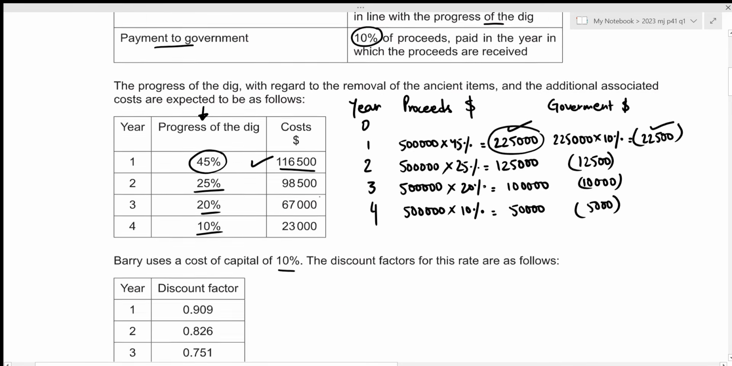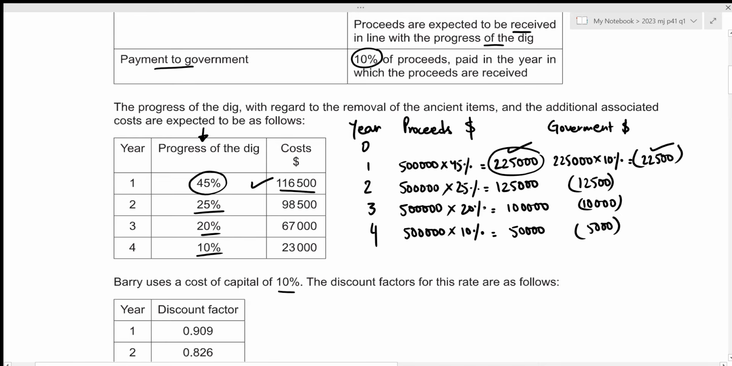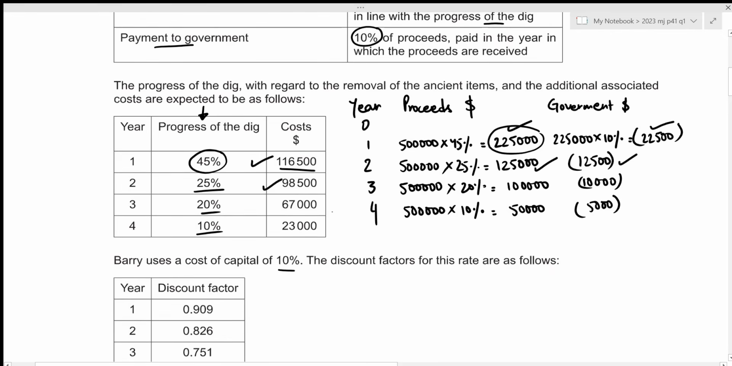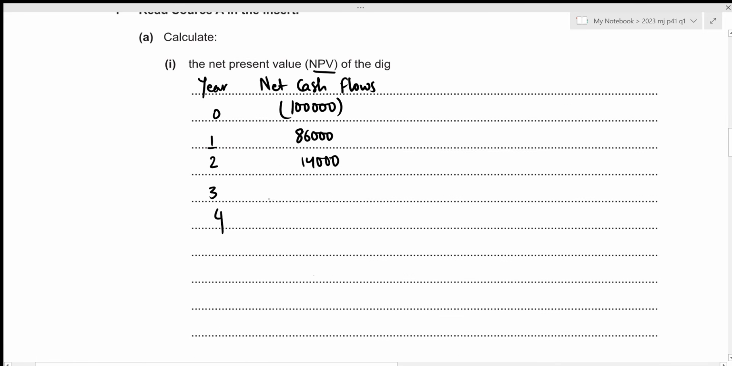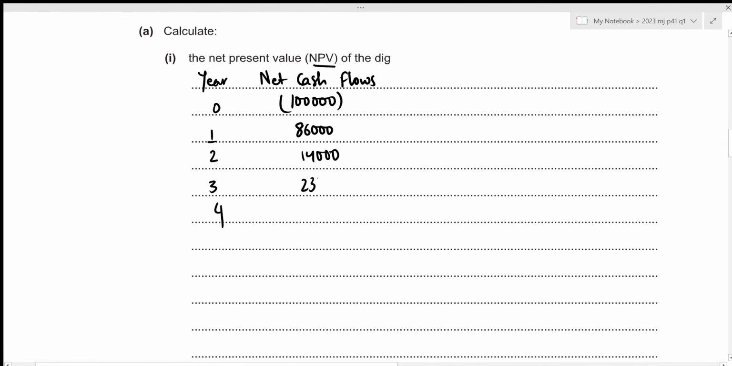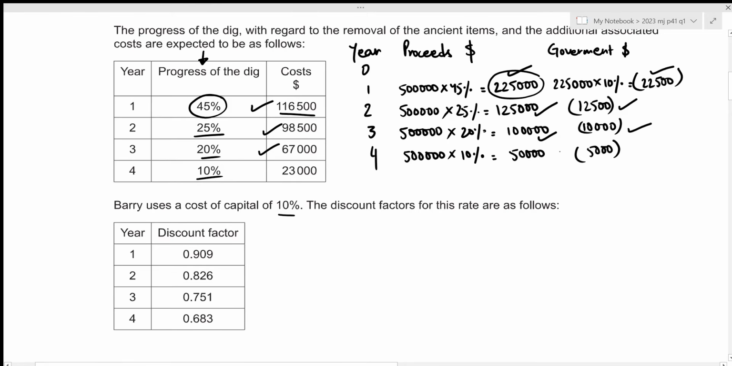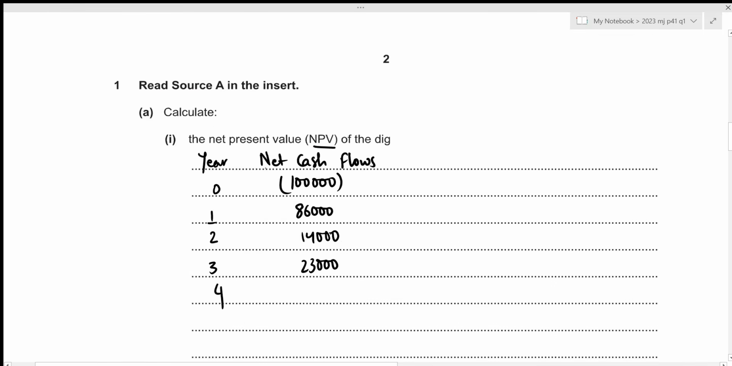For year 2, that is just going to be 125,000 minus 12,500 minus 98,500, which results in 14,000. Then, for year 3, that will be 100,000 minus 10,000 minus 67,000, which results in the value of 23,000. And for year 4, that is just going to be 50,000 minus 5,000 minus 23,000, which results in 22,000.